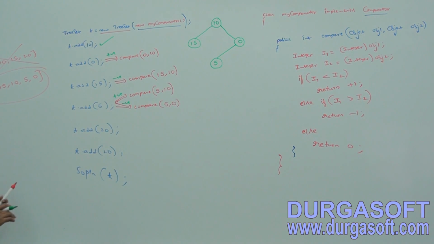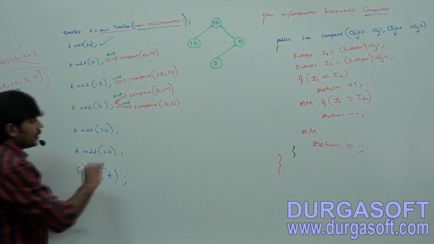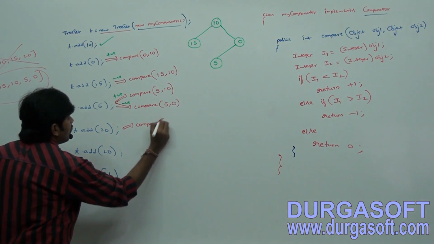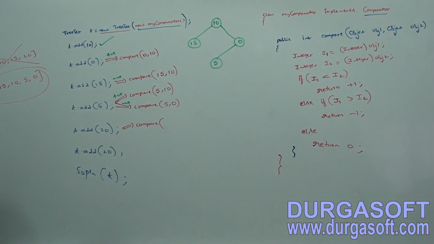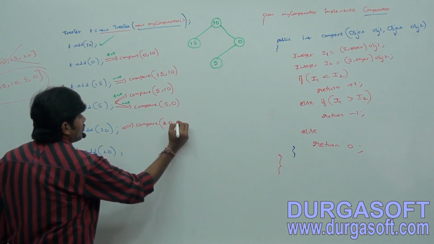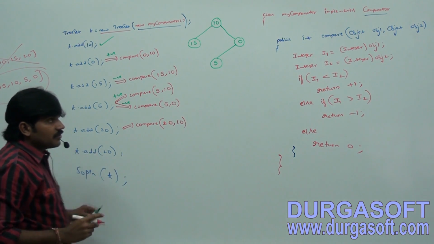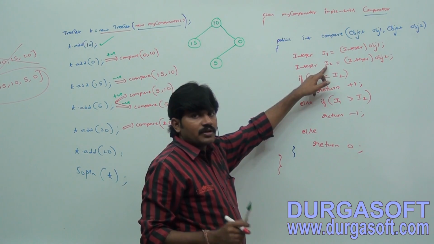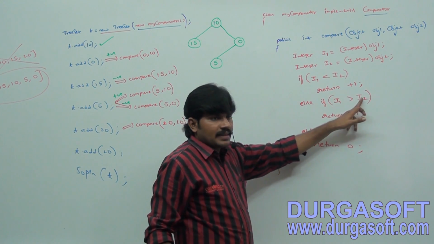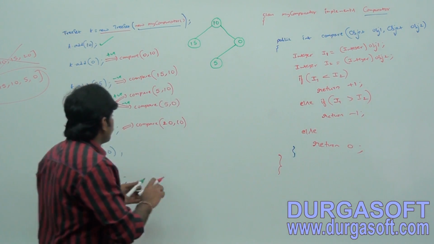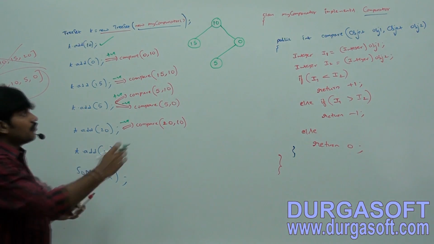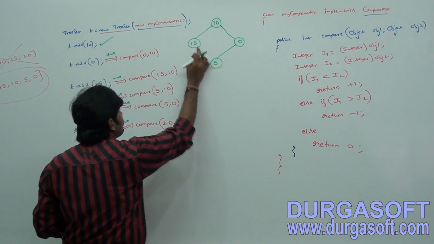Next one. What is the next one? T dot add of 20. Now compare of 20, 10. So I1 is 20 and I2 is 10. 20 less than 10? No. 20 greater than 10, satisfied. Return -1, negative. Negative means before. But before, 15 is already there.